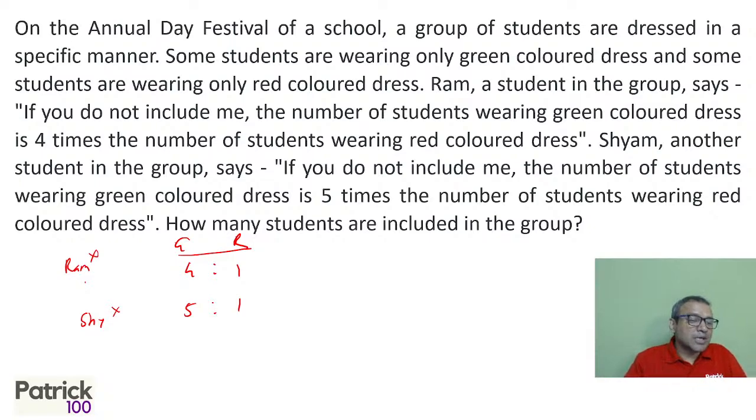Here the concept is multiples. So use the multiples to get the answer. Just to give you a hint, if Ram is excluded and the ratio is 4:1, that means the total will be a multiple of 5. And if you include Ram, it becomes a multiple of 5 plus 1.